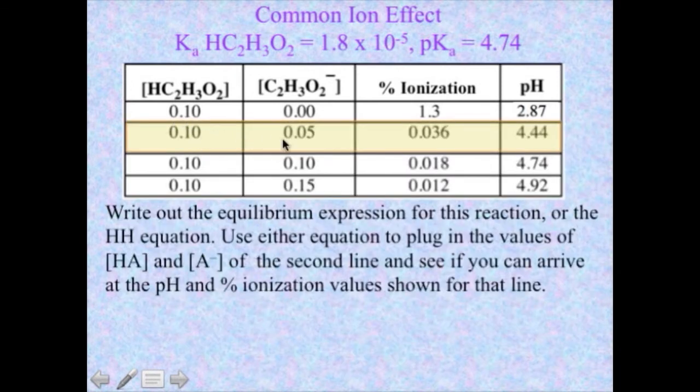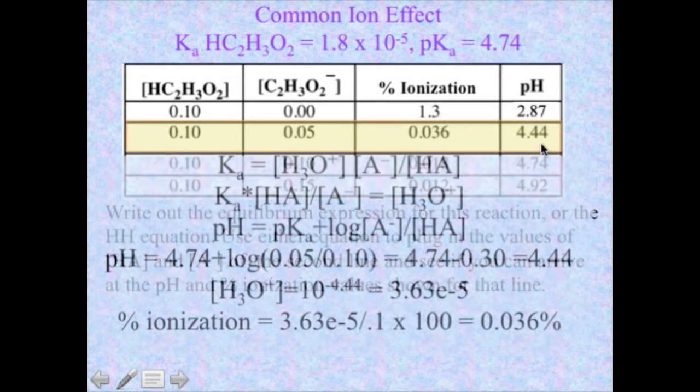For the second line in the table, write out the equilibrium expression for the reaction or the Henderson-Hasselbalch equation, and use either equation to plug in the values of the concentration of weak acid and conjugate base of the second line, and see if you can arrive at 0.036 for the percent ionization and 4.44 for the pH. Turn the playback off, try it, and come back.